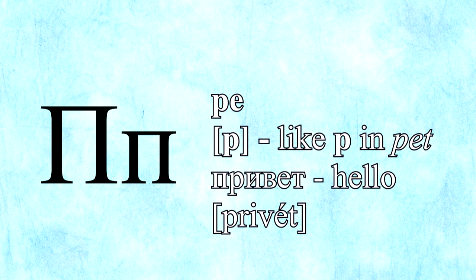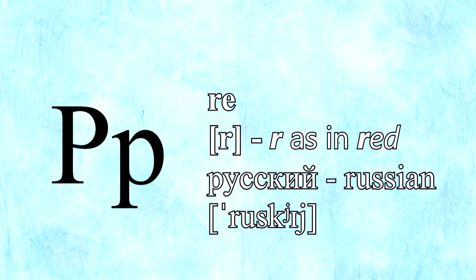Letter П, буква П, like in pet. For example, привет, hello. Letter Р, буква Р. Pay attention here, it looks like English P, but it's actually like English R in red. For example, русский, Russian.